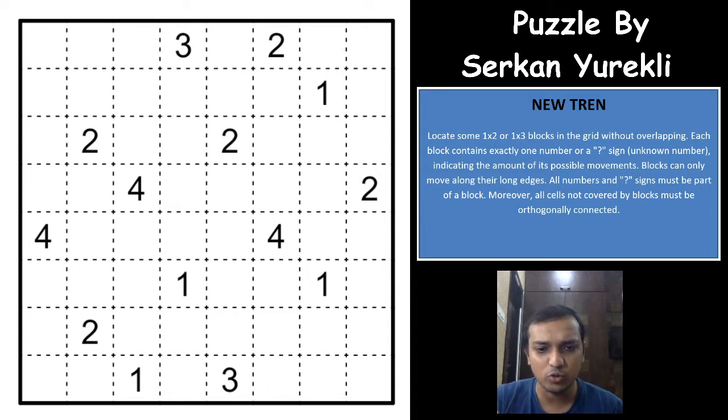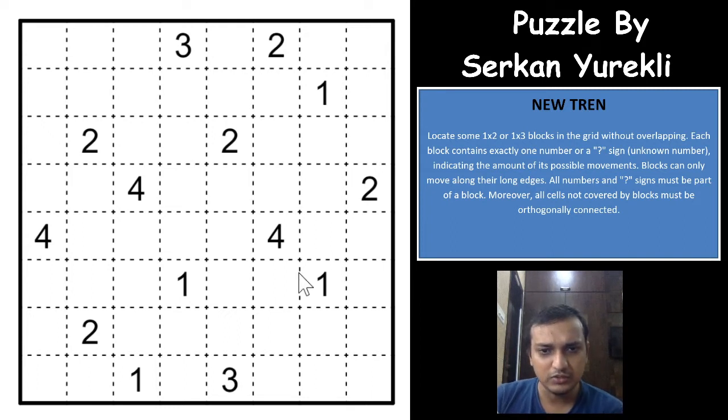So in this grid there is no question mark, but in the puzzle booklet you have one of the puzzles that has a question mark in it. So a block should contain one number or a question mark indicating the possible movements it can have along its edges, along its long side.